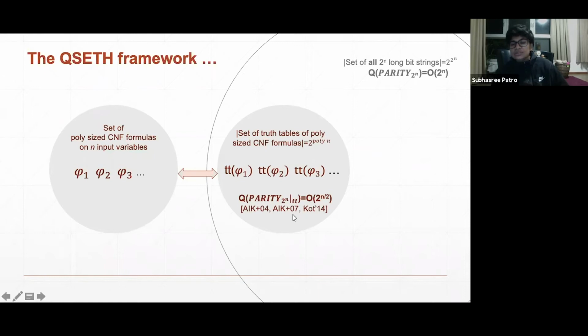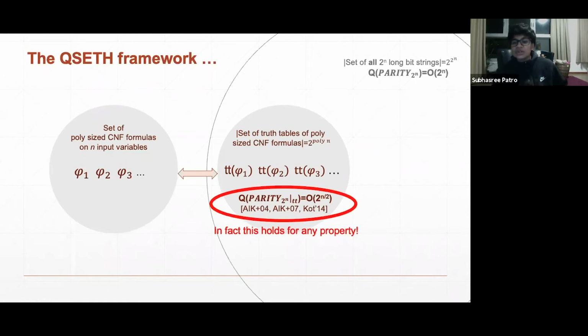Now, this is a very important result because this holds for any property actually, and it's not only for parity. Now, we will be looking at this algorithm in a short while, but this is a surprising fact. So now, while this algorithm is very nice when we just look at the query complexity, when we see the time complexity, it is horrible.